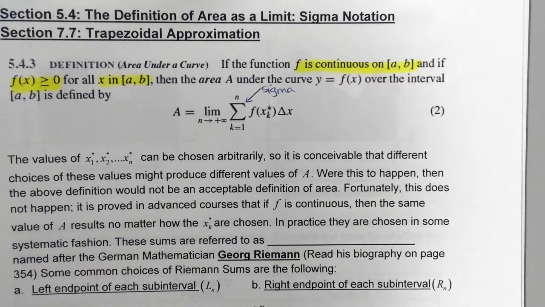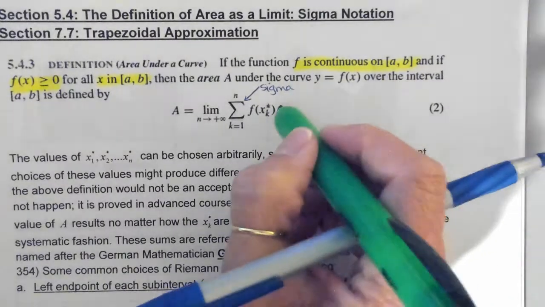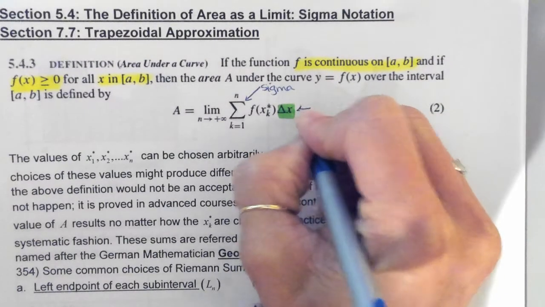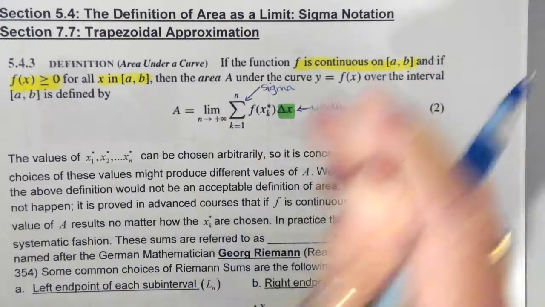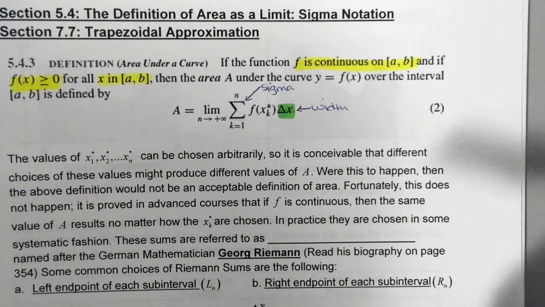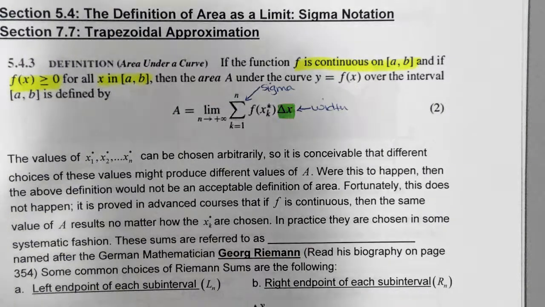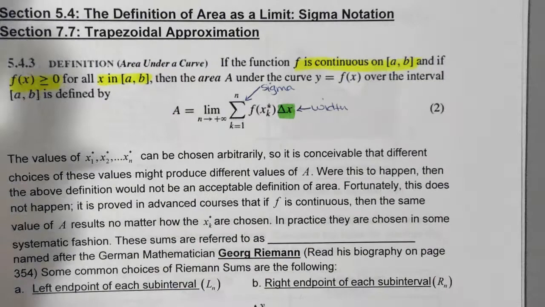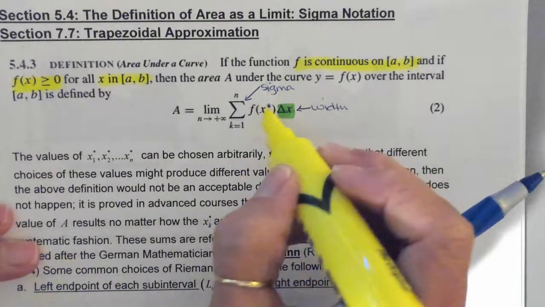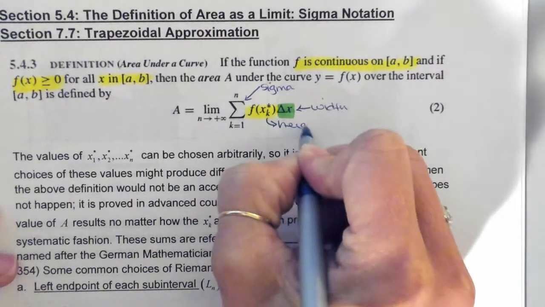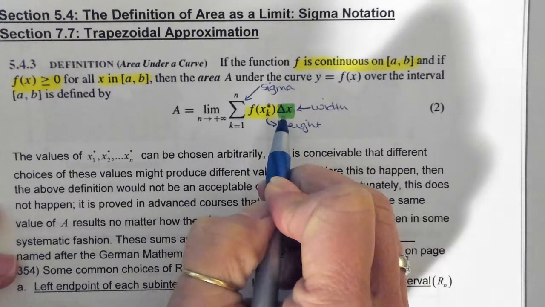We have delta x right here, which represents our width, meaning how wide each rectangle is. So this right here is our width. And then f of x sub k star. What's f of x? Forget about the sub k star. What is f of x? It's our y value. So wouldn't that represent our height? So this right here represents our height, which is our y value. So this right here is the area.